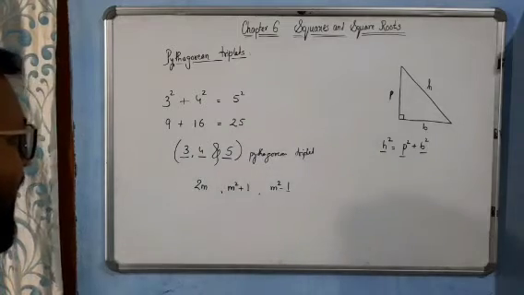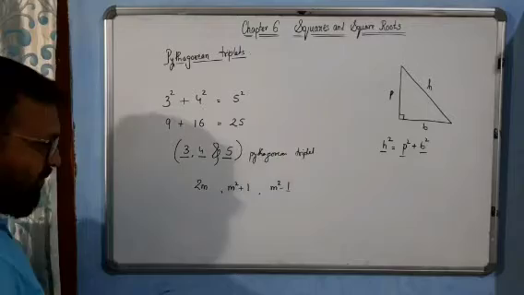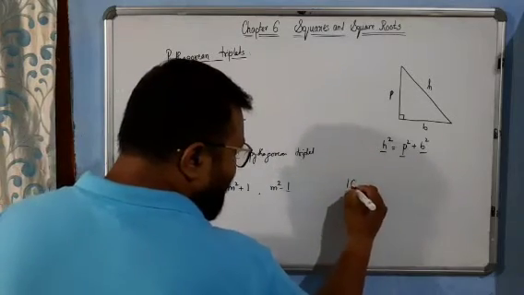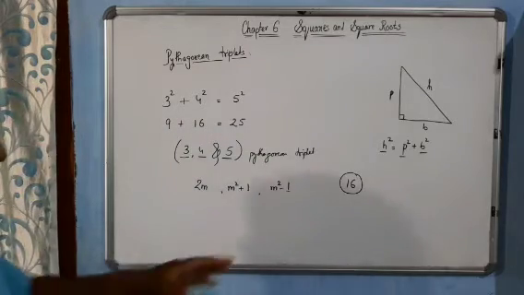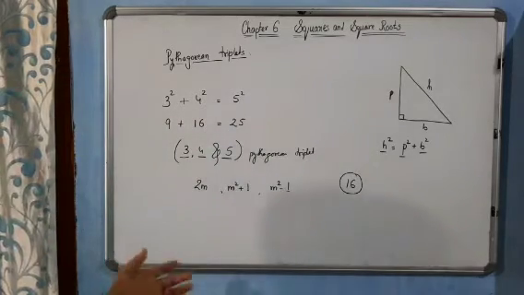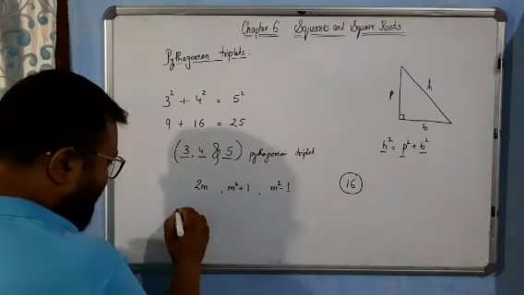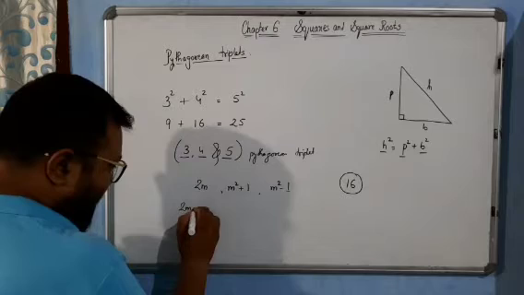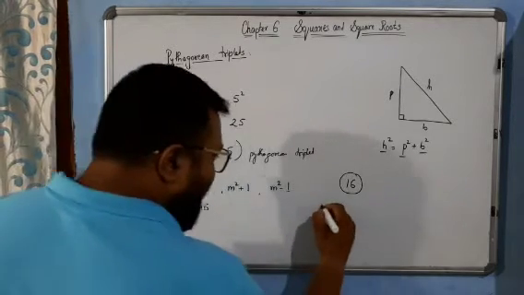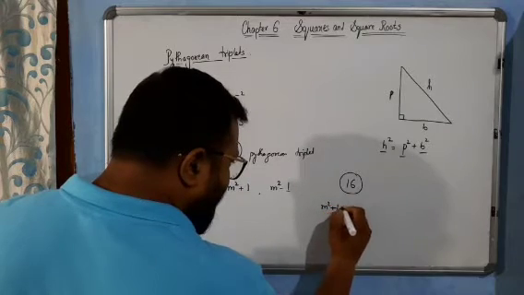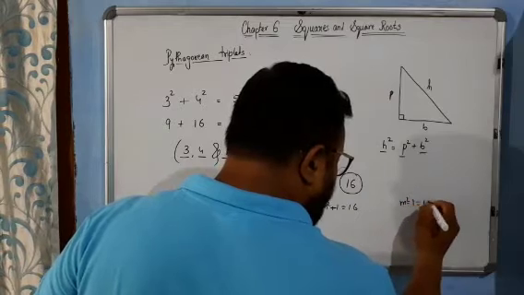Now suppose somebody gives you a number 16, says one member of a Pythagorean triplet is 16, and asks you to find the other two members. How can you find out? Let's take an example. Let's take twice m equal to 16. You may also take m square plus 1 equal to 16 or m square minus 1 equal to 16.